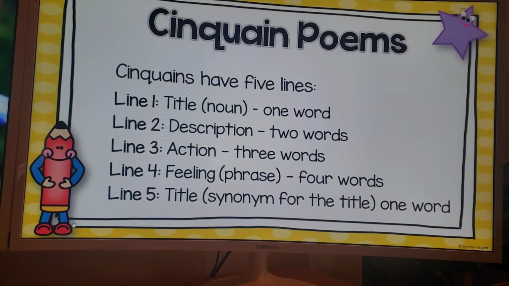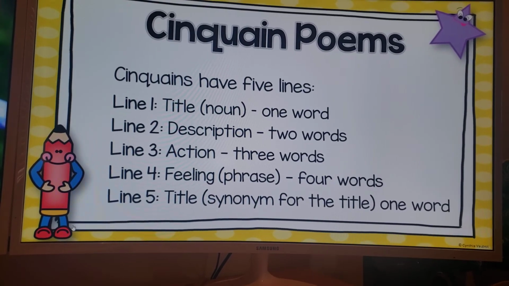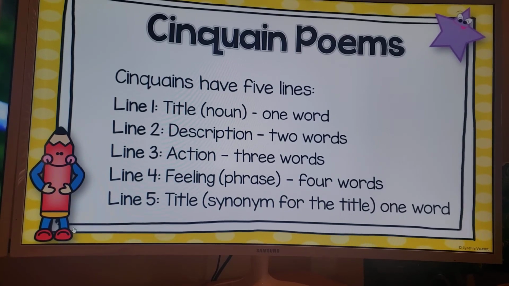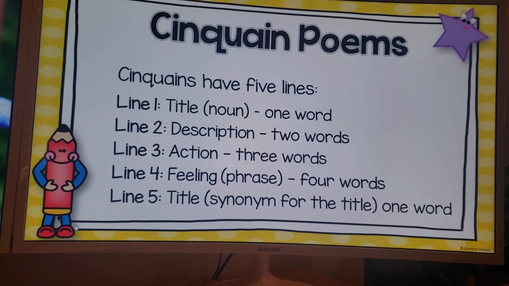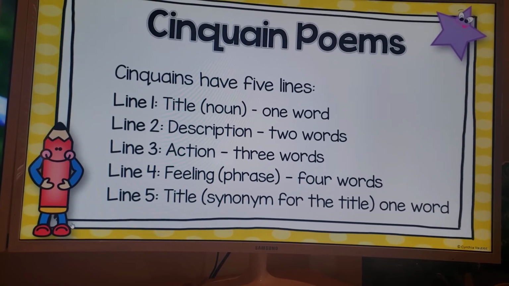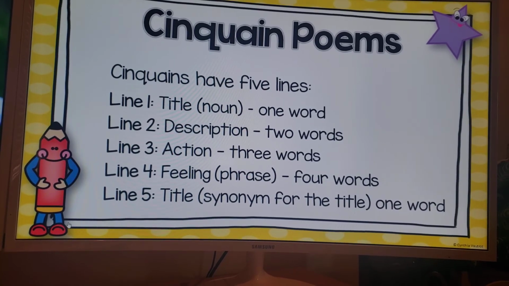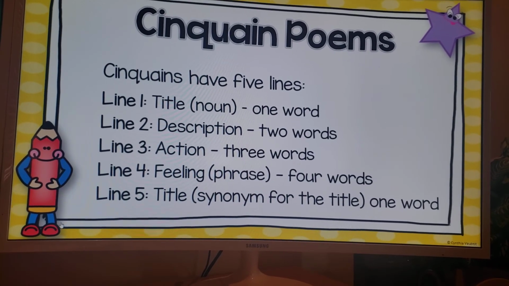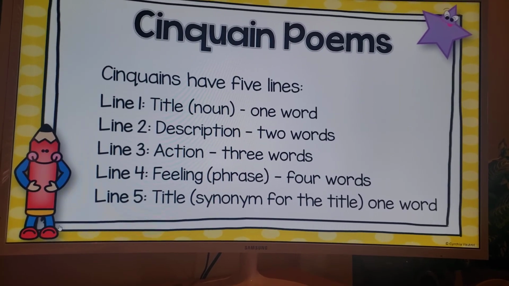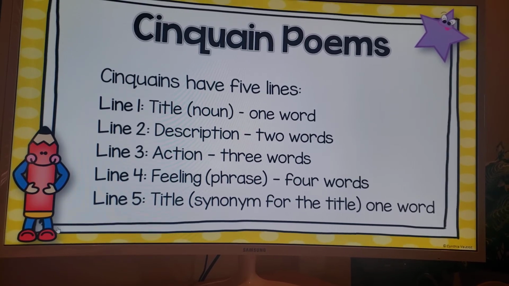A cinquain poem, it has 5 lines. You'll use a title, which is the noun, a description, which is an adjective, 2 words, an action, word, verbs, there are 3 words. Then your feelings, and then a title, a synonym for the title, 1 word. So you look up on the first line, let's say you had put dog, maybe for 5th line you could write canine. So a synonym is a word that means the same.